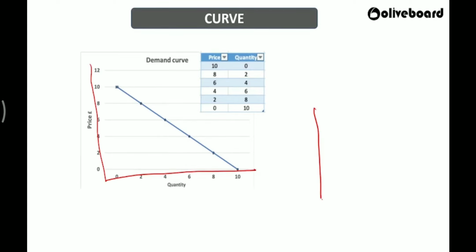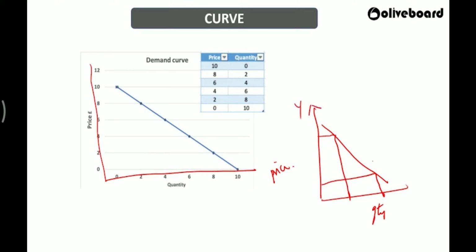All right, now if I want to plot this in the graph, obviously how will it come? When the price is high, I'll demand low. When the price is low, I'll demand higher. This is quantity demanded, this is the price of the commodity, right? This is the y-axis and this is the x-axis. So now what is happening? When the price is higher, the quantity demanded is lesser. When the price is lower, the quantity demanded is higher. So if I want to draw a curve, it will be downward sloping. Obviously your demand curve will always be a downward sloping curve.